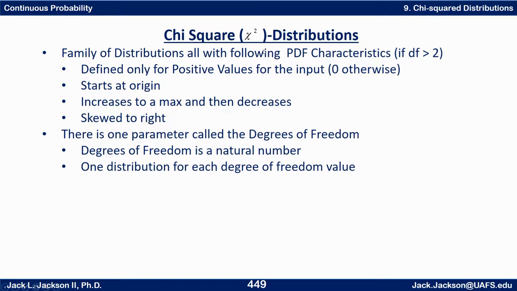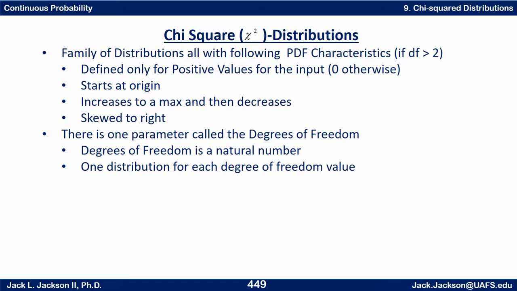So these chi-square distributions are a family of distributions which have the following characteristics for the PDFs, at least if what we call degrees of freedom is greater than 2. It's defined only for positive values for the input, or it's 0 otherwise. So at least for degrees of freedom greater than 2, it's going to start at the origin, increase up to a maximum at the mode, of course, and then decrease down with a horizontal asymptote of y equals 0 on the right side.